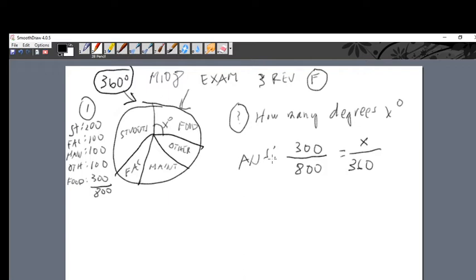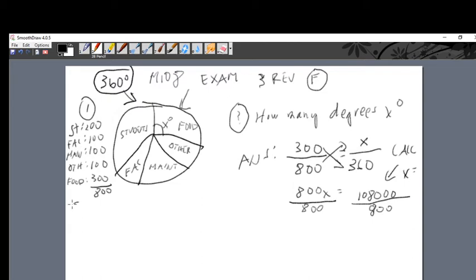What do you do when you have a ratio? You cross multiply. So it's going to be 800x equals 300 times 360. That would be 3 zeros, and 3 times 36 is going to be 108. That would be 108,000. Okay, we need x, so divide by 800 on the left and divide by 800 on the right. Get your calculator, figure it out, and you'll have x equals how many degrees that angle is worth. That's how to take care of a problem like this.